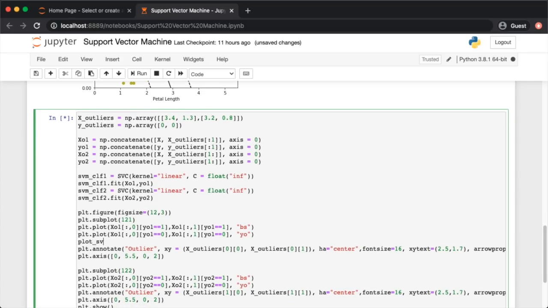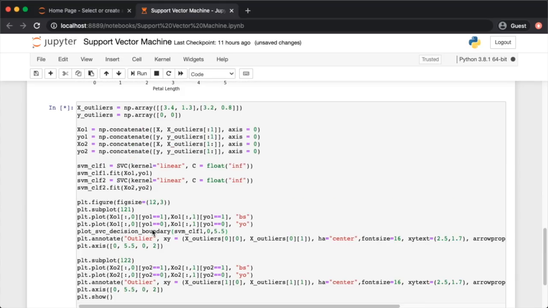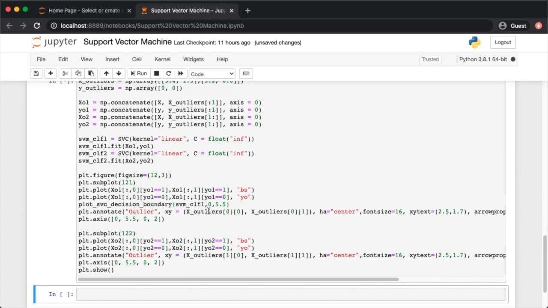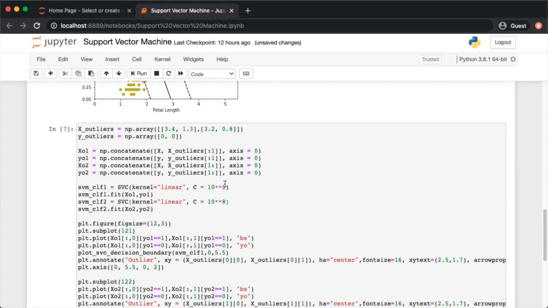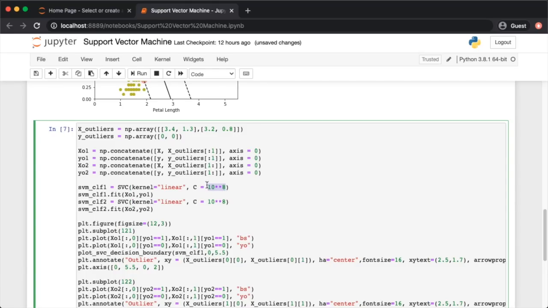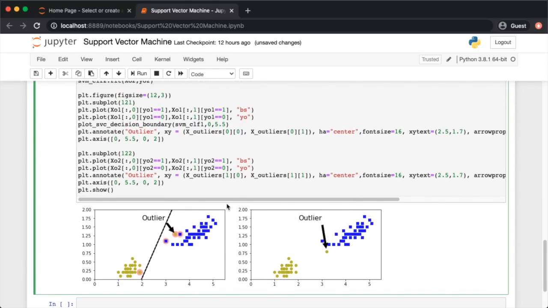So plot SVC score decision boundary. I'll pass it the classifier, which in this case is CLF1, passing it x min and x max. And as you can see, it's taking a lot of time because of the floating point precision. So right here, instead of infinity, I threw in a large number and it's working. And as you can see, we don't have margins right here because SVM failed on this dataset. And the reason why is because this dataset is not linearly separable.